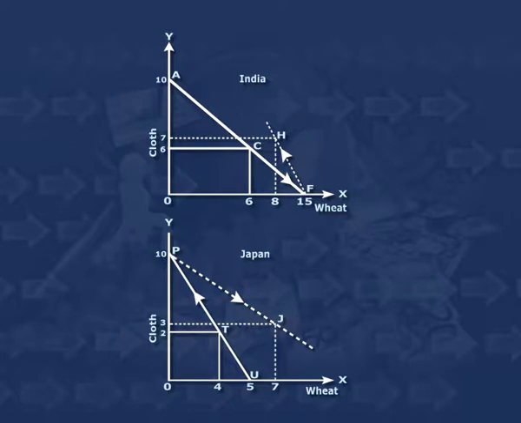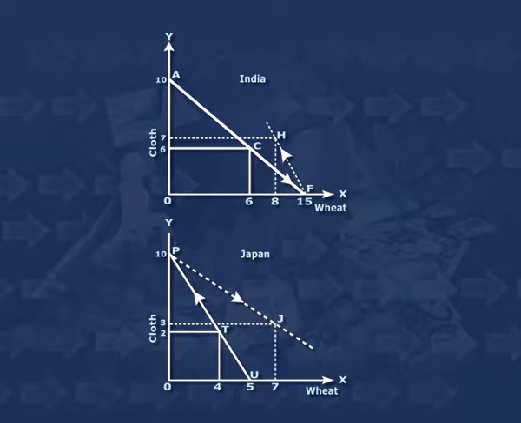Now, we will have a look at the autarky situation. Suppose India chooses to produce and consume at point C, that is, 6 units of wheat and 6 units of cloth. Suppose Japan chooses to produce and consume at point T, that is, 4 units of wheat and 2 units of cloth. With trade, what happens? India will specialize in wheat after having trade with Japan and produce at point F, that is, 15 units of wheat. Japan will specialize in cloth after having trade with India and produce at point P, that is, 10 units of cloth.